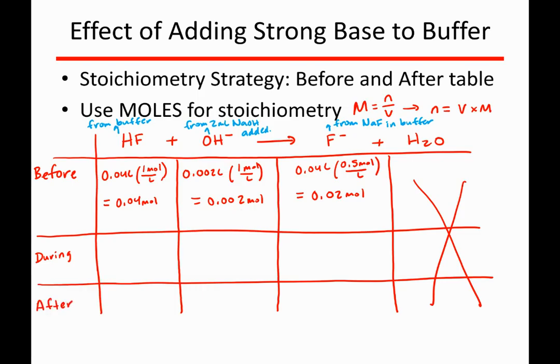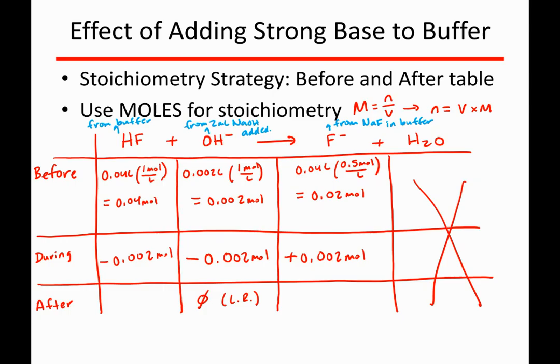Importantly, whenever you do one of these before, during, and after tables, whenever you're doing stoichiometry, one of your reactants must always go to 0. You will always consume all of whatever your limiting reactant is. In this case, it's the hydroxide ion, so all of the hydroxide gets consumed. There will be none of it left after the reaction goes to completion. Knowing that allows you to fill out the rest of the table, because if you start with 0.002 moles of hydroxide and you finish with nothing, that means you must have reacted 0.002 moles of hydroxide. Due to the 1-to-1 stoichiometry of this reaction, you must have also reacted 0.002 moles of HF. And again, due to the 1-to-1 stoichiometry, you must have produced 0.002 moles of fluoride ion.